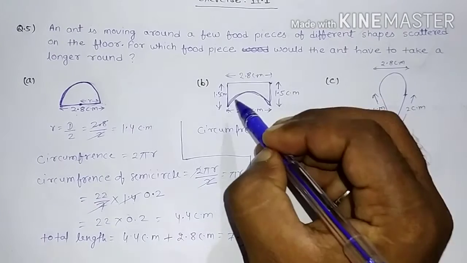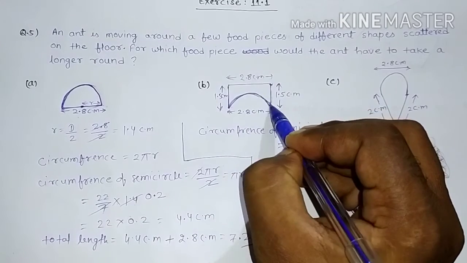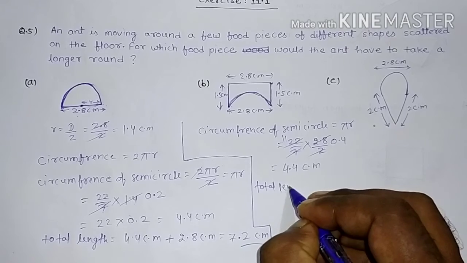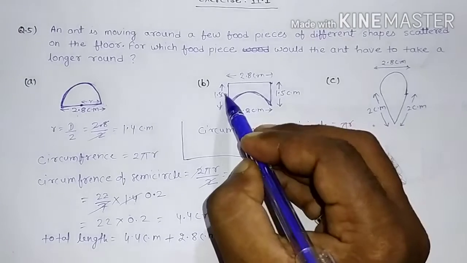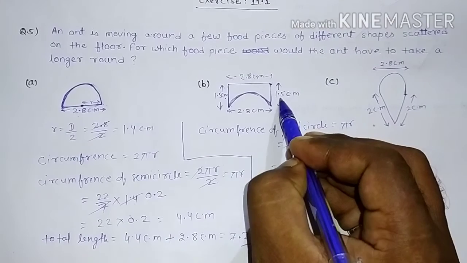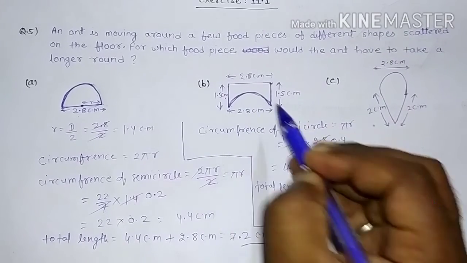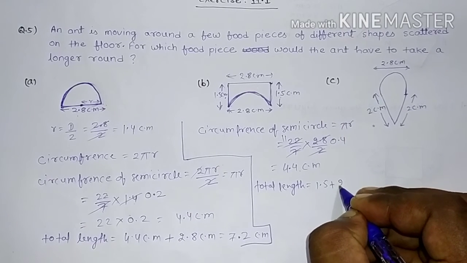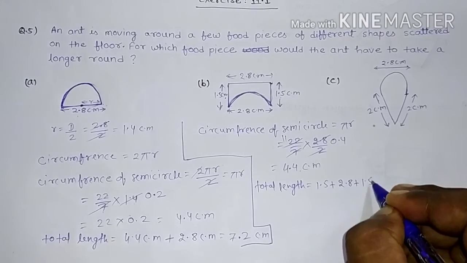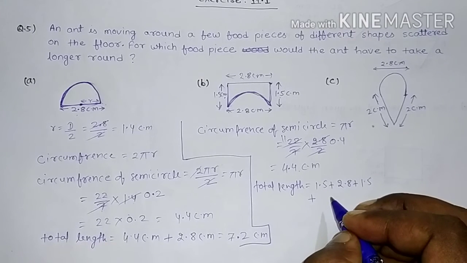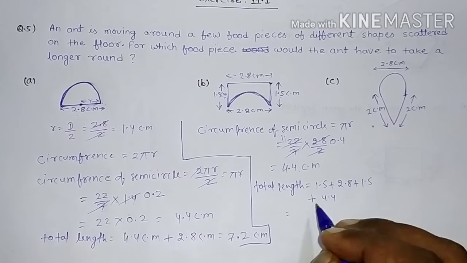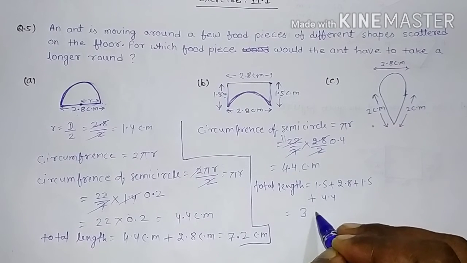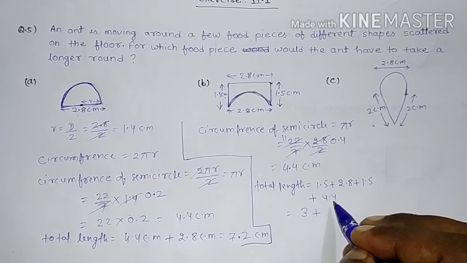4.4 centimeter. This is the circumference of the half circle. So the total length, or you can say perimeter, is 1.5 plus 2.8 plus 1.5 plus 4.4. Now just add this 1.5 and 1.5. This becomes 3 plus 2.8 plus 4.4.